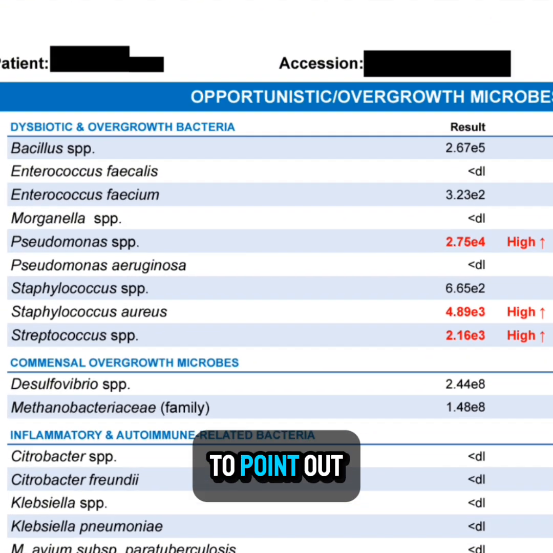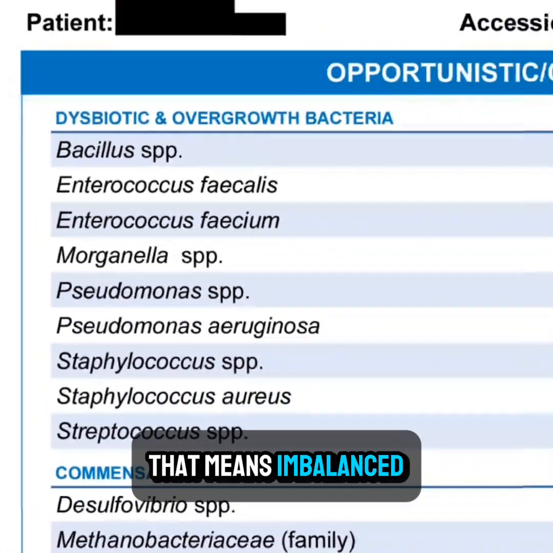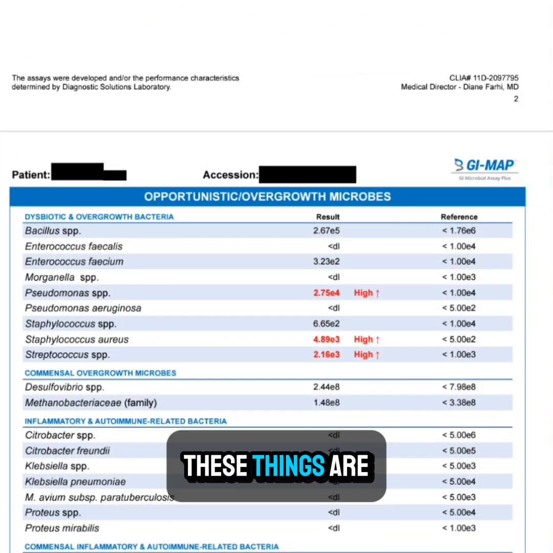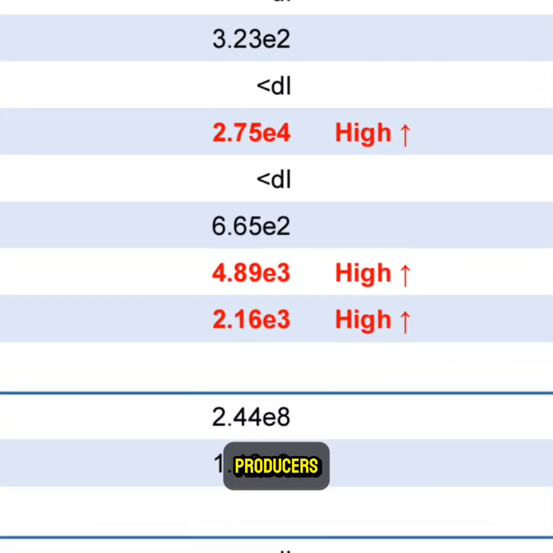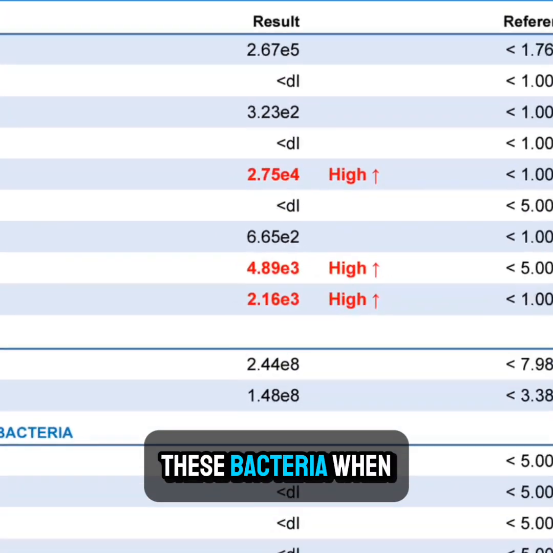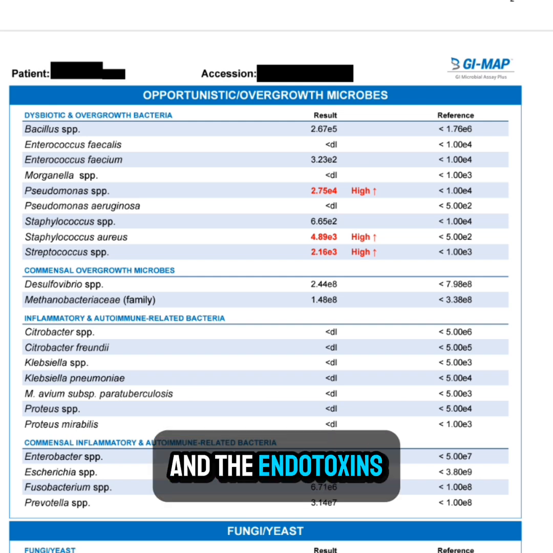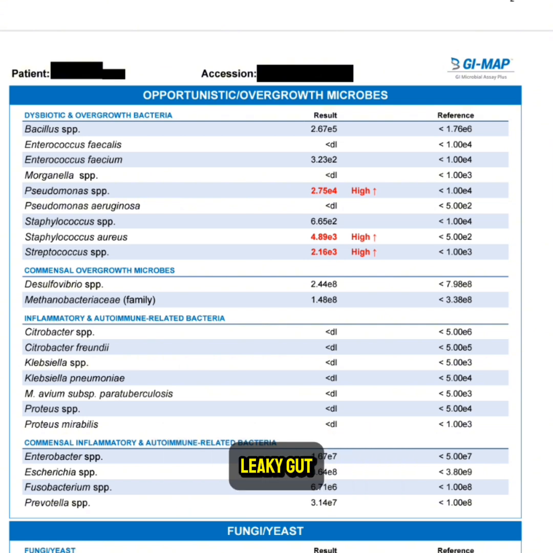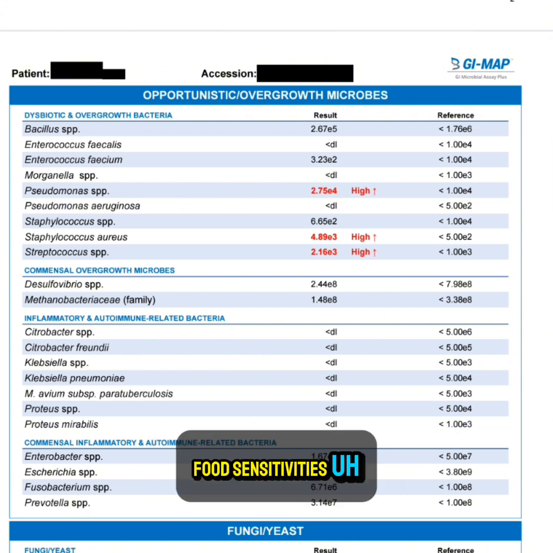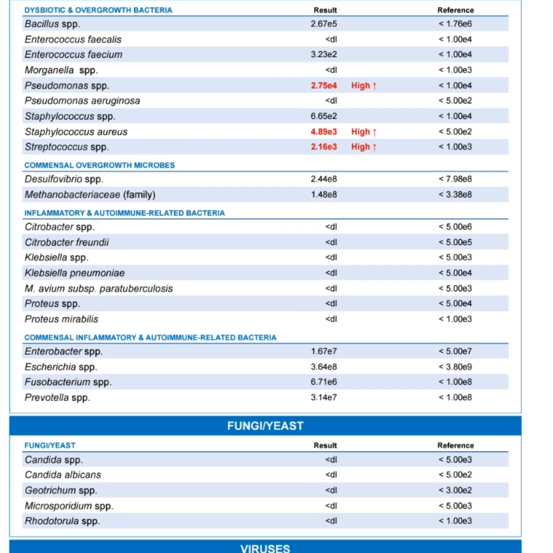Now, it's important to point out that these bacteria overgrowth, you see the word dysbiosis here, that means imbalanced bacteria. These things are big time toxin producers. So you see these numbers here in the red. These bacteria, when they get to high levels, produce endotoxins. And the endotoxins produced by these bacteria inside your gut drive inflammation. They drive things like leaky gut, food sensitivities, cramping, pain, gas, and many other GI type issues.